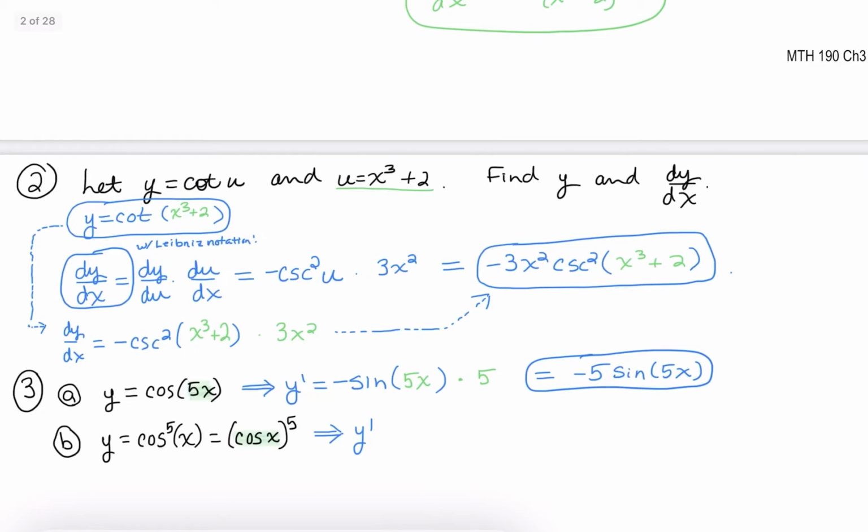So the derivative of the outside is going to be 5 times the inside function left alone to the fourth power. The inside function left alone here is cosine of x. So that is your derivative of the outside, and then times the derivative of the inside, and the derivative of cosine of x is minus sine of x. So our final result here is negative 5 sine of x cosine to the fourth of x.